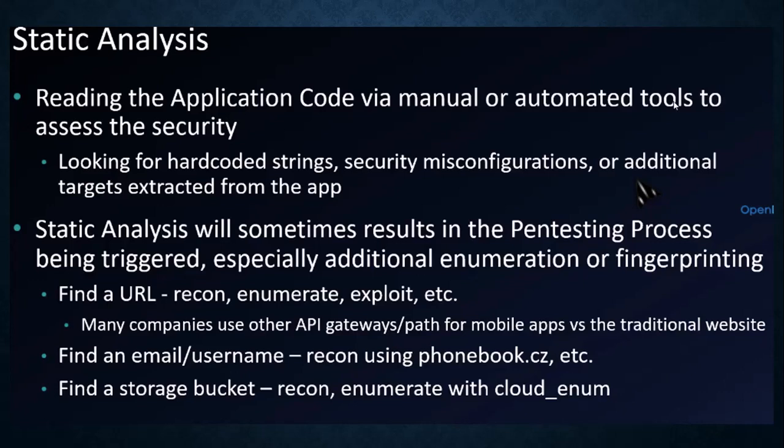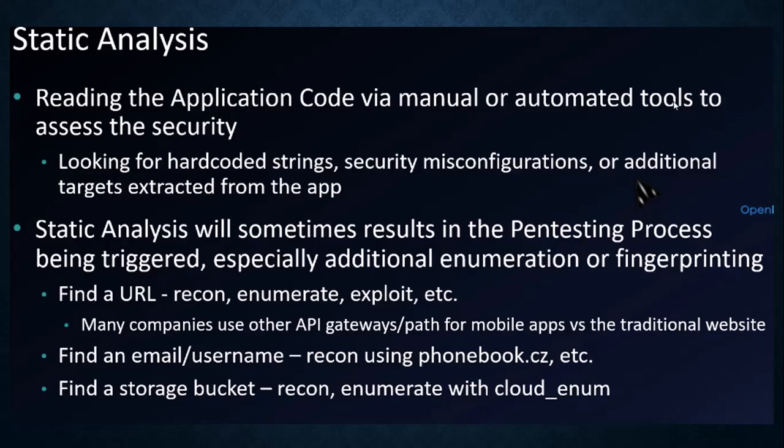Now, static analysis, I've said it before, but look at it on the PowerPoint. Reading the application code via manual or automatic tools to assess the security. Looking for hard-coded strings, which I will show later. Security misconfiguration or additional targets extracted from the app. Static analysis will sometimes result in the pentesting process being triggered, especially additional enumeration of fingerprinting. What does it mean? That during static analysis, it can trigger some things when you are doing enumeration of fingerprinting. Now, find a URL in static analysis.